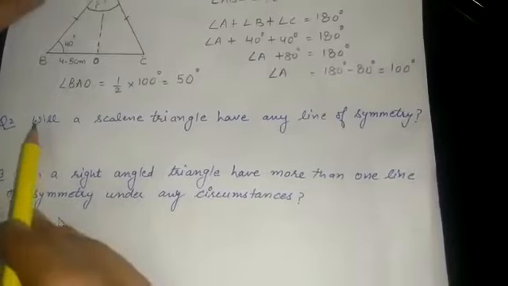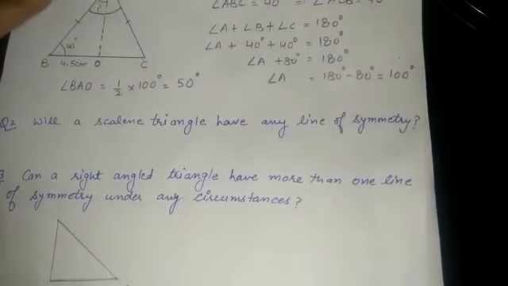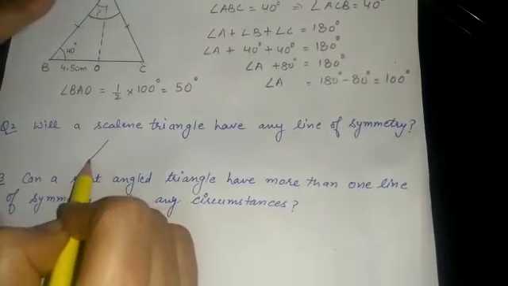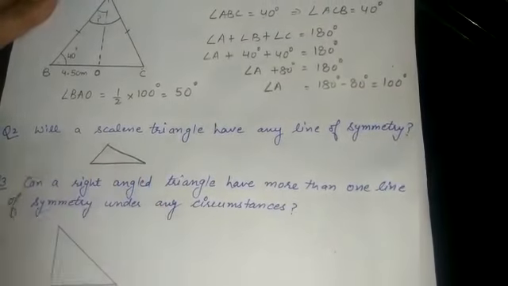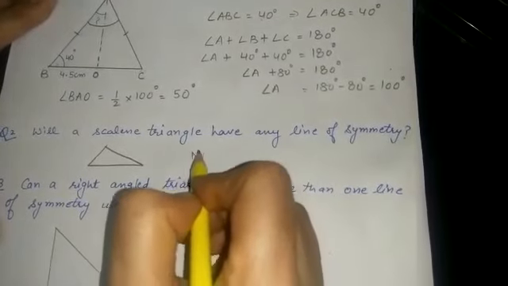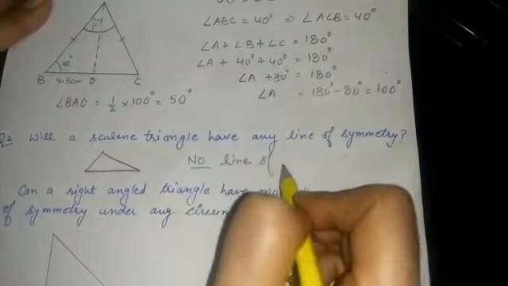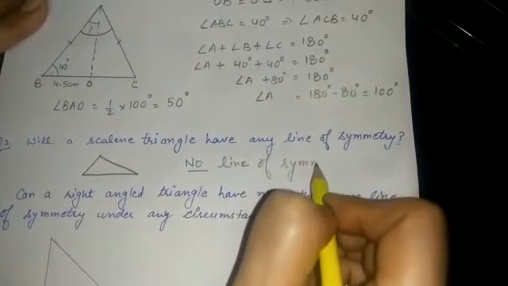Moving to the next question: will a scalene triangle have any line of symmetry? What is a scalene triangle? A triangle in which none of the sides is equal. All the sides have different measures. So it has no line of symmetry because none of the sides is equal.